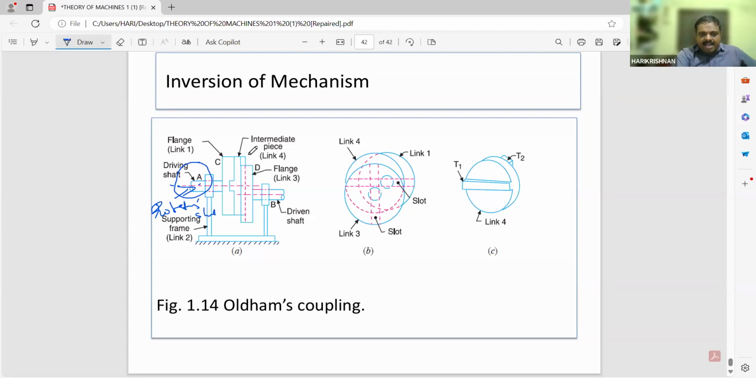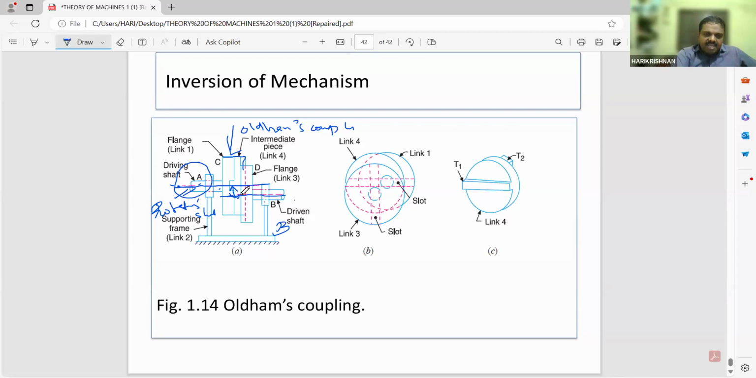So we are placing another link, the Oldham's coupling, in between. This is known as Oldham's coupling, placed in between these two. There is another shaft B. So the center of B and the center of A have a slight difference between them. These shafts are parallel, but there is a distance between the two centers. So in order to connect them, we are using an Oldham's coupling in between. Shaft A is connected to this Oldham's coupling. Similarly, shaft B is also connected to this Oldham's coupling.